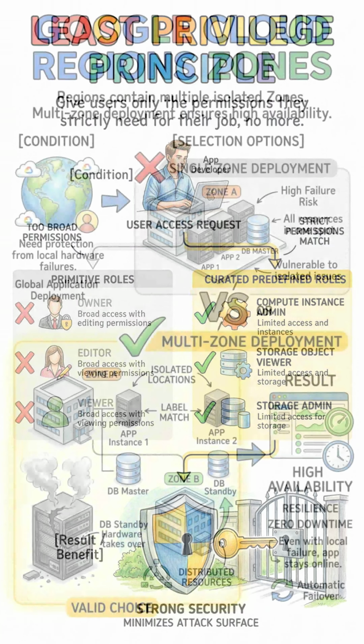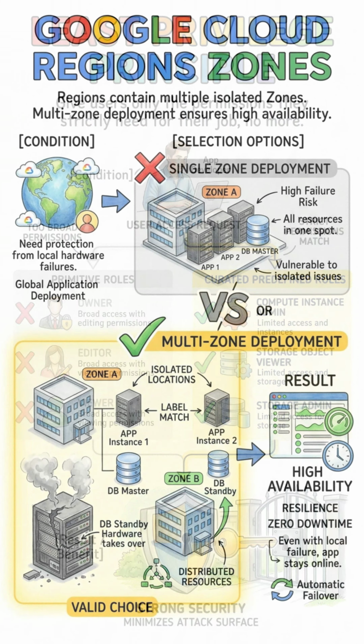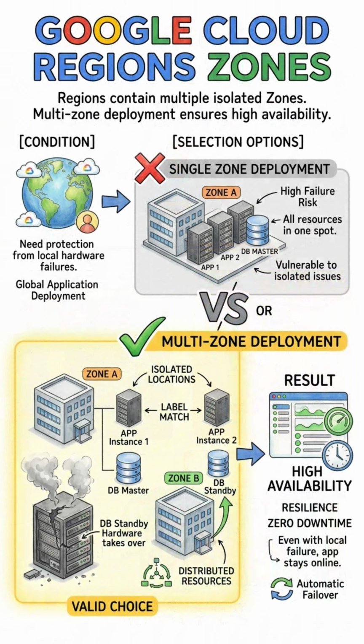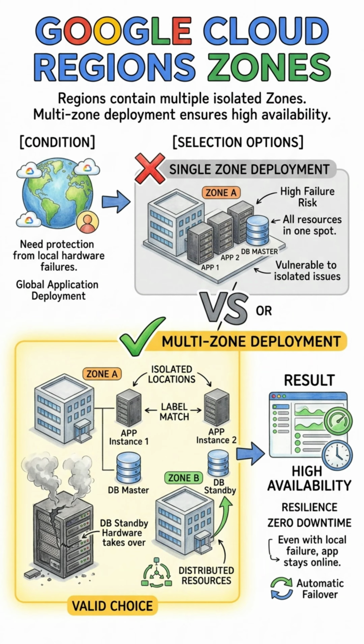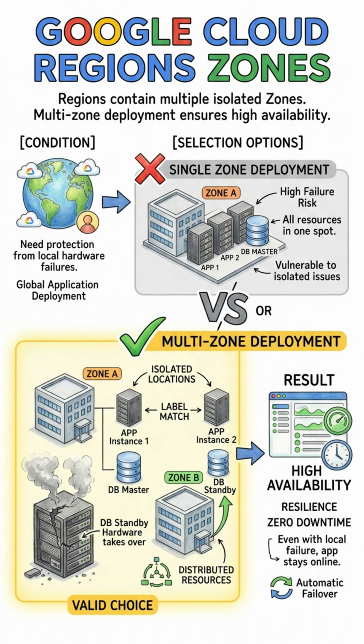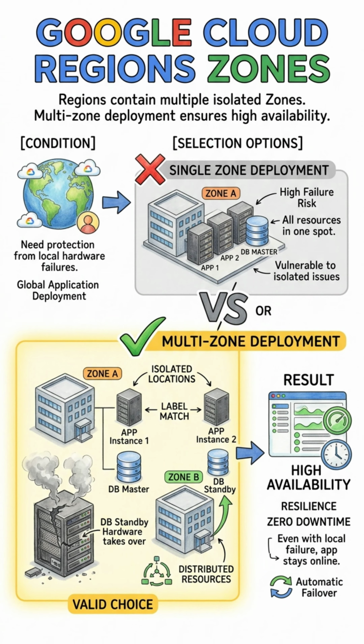Compute and storage resources in Google Cloud are deployed across globally distributed regions and zones. A region is a specific geographical area containing multiple isolated locations called zones. Placing your resources across multiple zones within a region protects your application against local hardware failures, ensuring high availability.